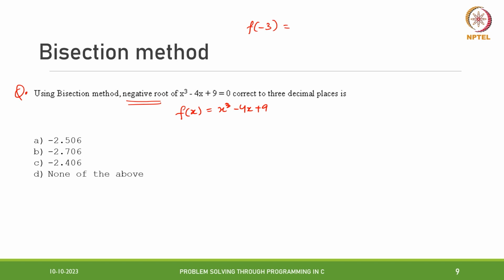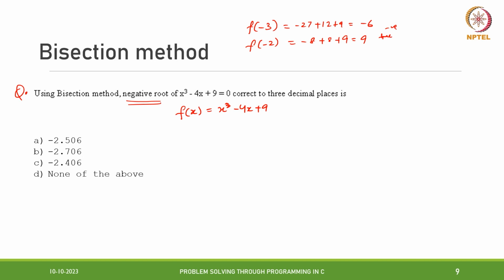So minus 27 plus 12 plus 9 minus 6, right? So this is a negative. Now let me try minus 2. So minus 2 would be minus 8 plus 9, so it's 9, right? So this will give us a negative root, right? Because this is negative and this is positive. So then there is a negative root between minus 3 and minus 2. We do know that now, right?